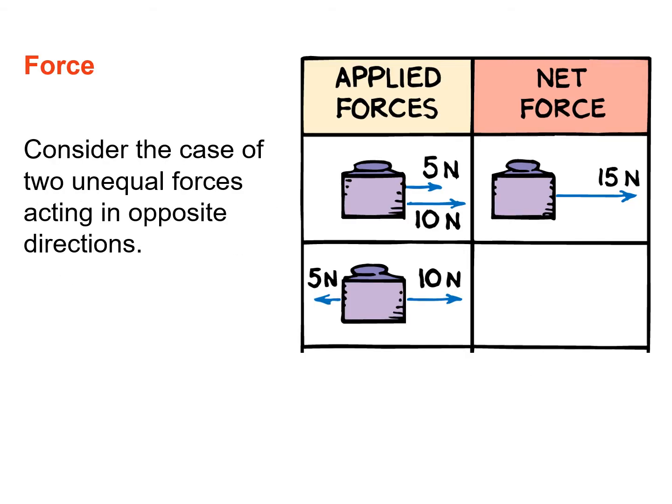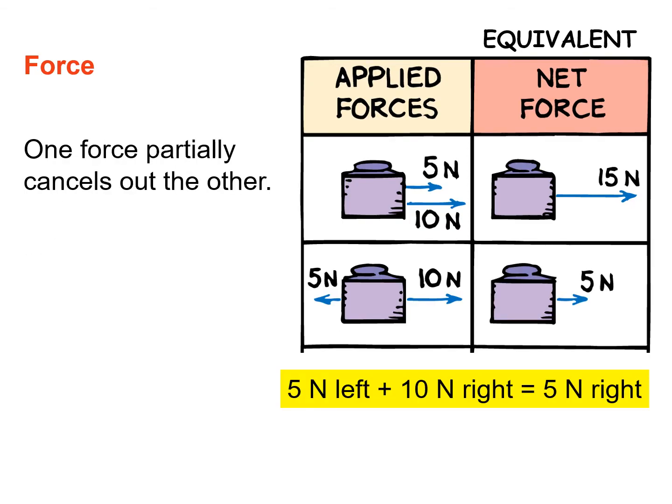But the two forces do not have to be acting in the same direction. Let's take a second case where the 5 Newton force is directed toward the left and the 10 Newton force remains toward the right. What do you think now will happen to the object? What will it feel in terms of a net force? It will experience a net of 5 newtons toward the right.